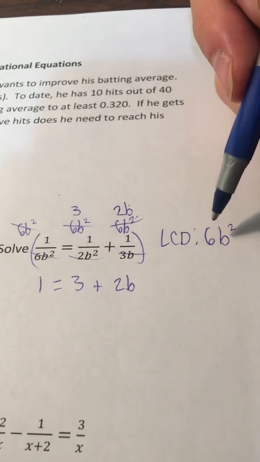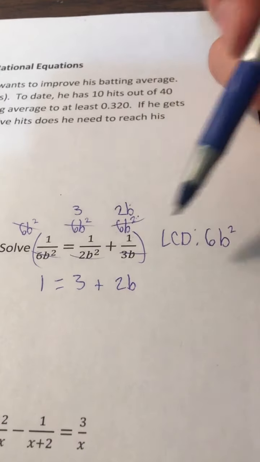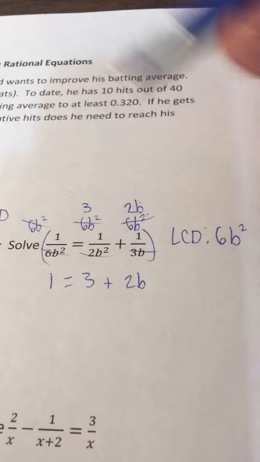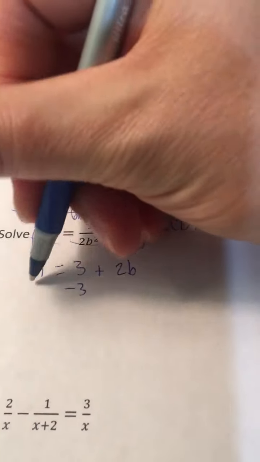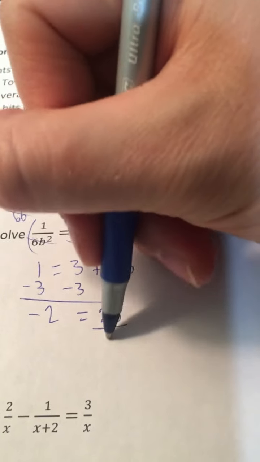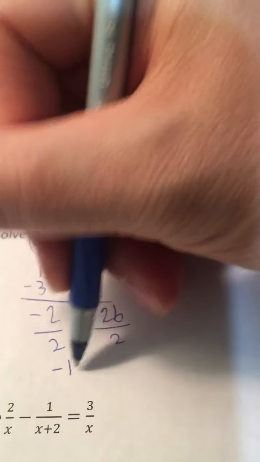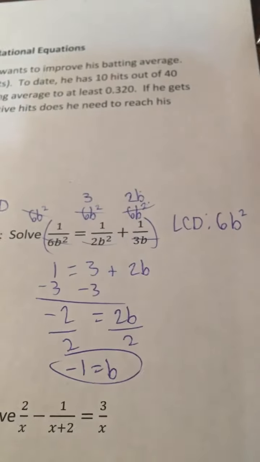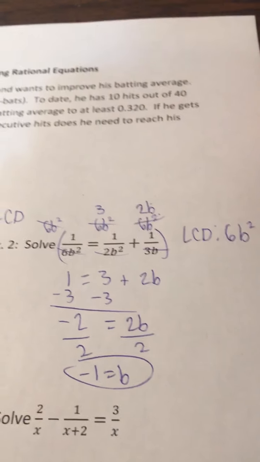So again, my common denominator canceled out everything on bottom. Now it's just a matter of solving this easy equation. Get b by itself. Subtract 3, I have negative 2 equals 2b. Divide by the 2, that's going to be negative 1 equals b. So again, find a common denominator.